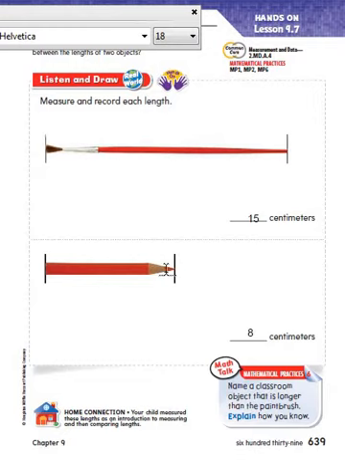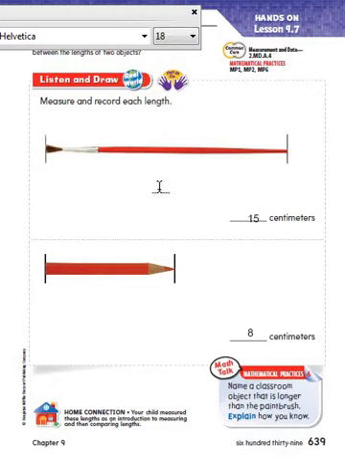Why? Because the length of the paintbrush equals 15 centimeters, but the length of the colored pencil equals only 8 centimeters. So the paintbrush is already longer. But if I asked you, the paintbrush is longer than the colored pencil by how many centimeters?